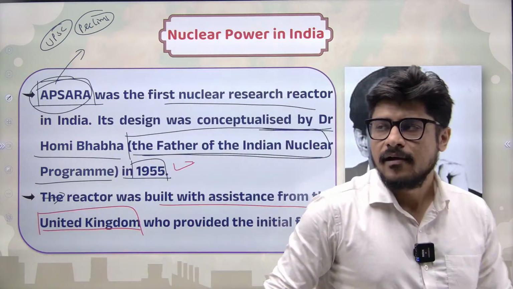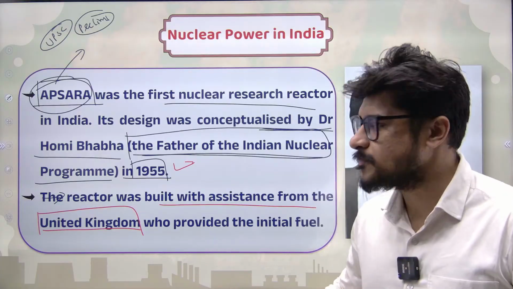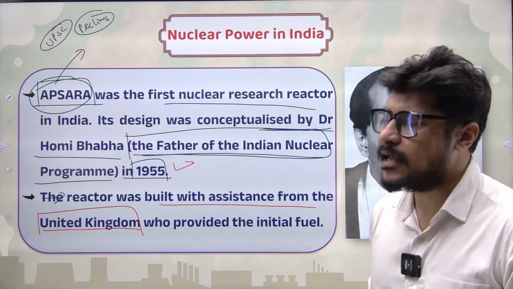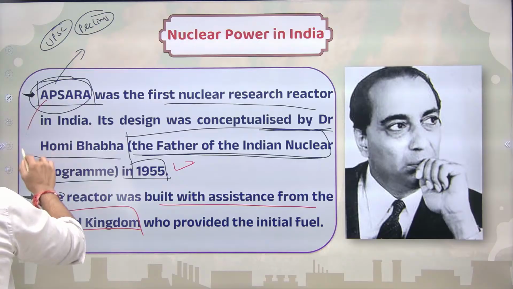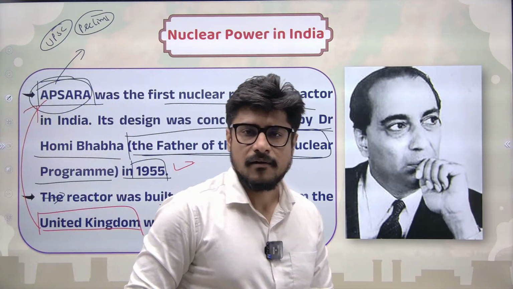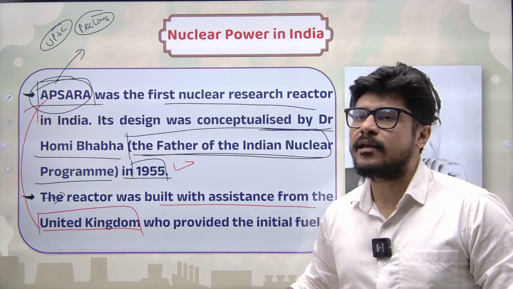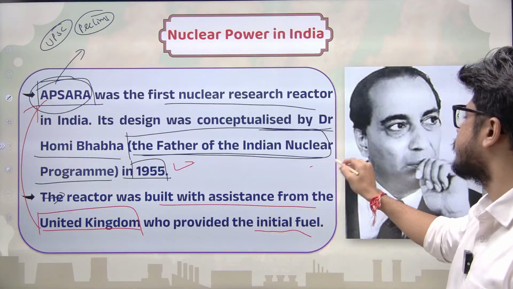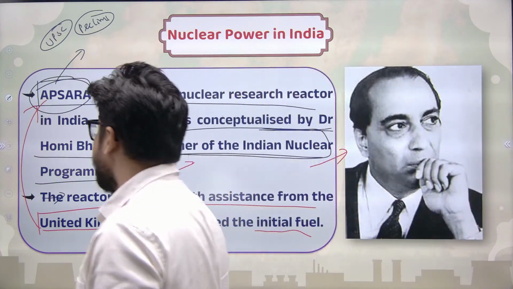From this also a question can be asked: the Apsara research reactor was built with assistance from which state? Which state means which country? The United Kingdom, who provided the initial fuel. This man, the myth, the legend, Dr. Homi Jahangir Bhabha.